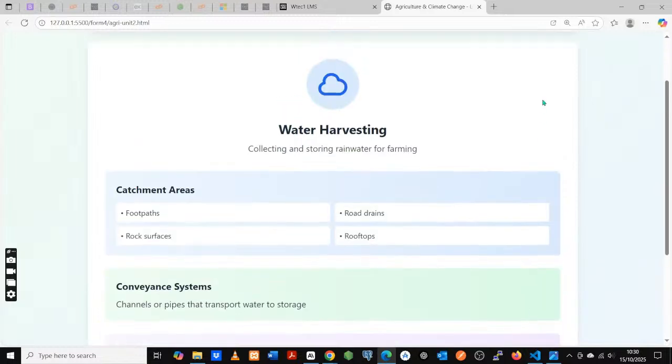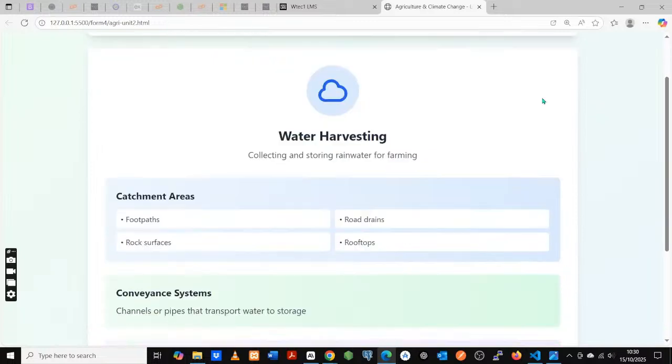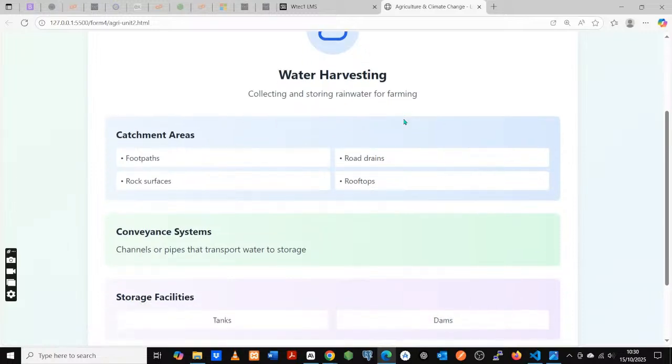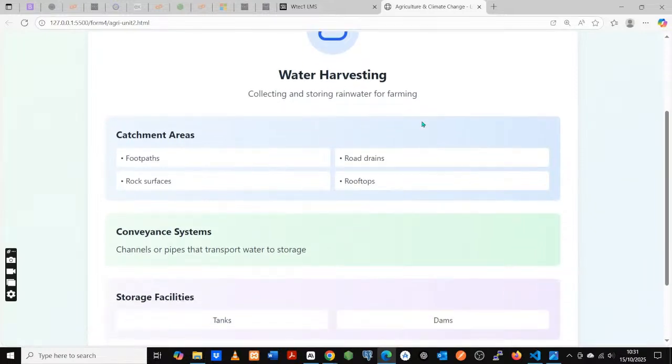Now let's go to another mitigation measure. Another way to solve the issues of climate change in agriculture is water harvesting, a practice of collecting and storing rainwater for farming. This has been a tradition, but we have neglected it as Malawians. In water harvesting, we see people when rain is falling, they take buckets and follow where there is a house with iron sheets and get water from there. That's water harvesting.